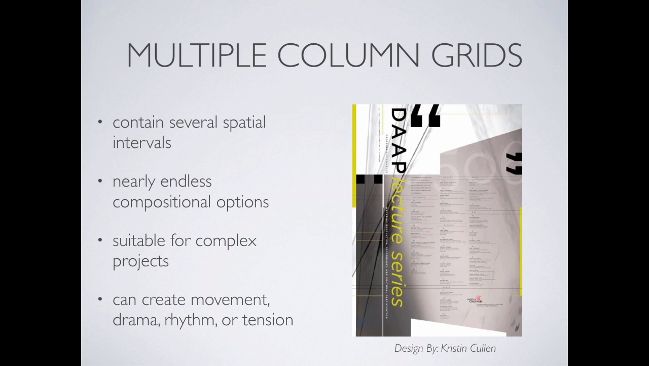So multiple column grids contain several spatial intervals, and basically as soon as you add more columns, you have nearly endless possibilities for how you organize your work. This can be very suitable for big, complex projects. It can create a lot of movement and drama on a page, depending on where you place certain content.